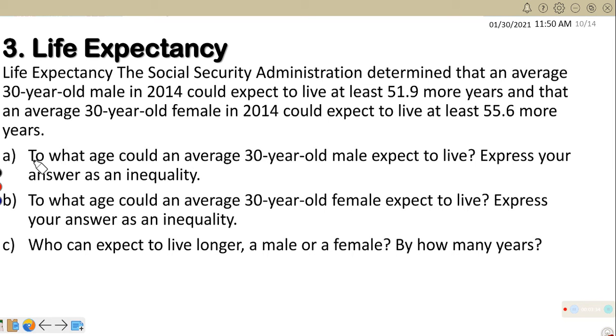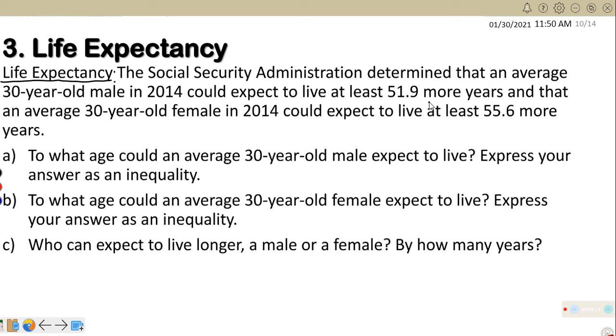Example 3. This is a kind of more complex case. Look at the question. Life expectancy is the name of the question. It's a real life application. The Social Security Administration determined that an average 30-year-old male in 2014 could expect to live at least 51.9 more years, and that an average 30-year-old female in 2014 could expect to live at least 55.6 more years.